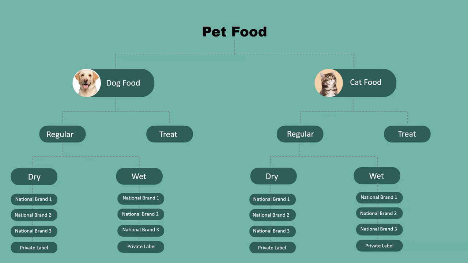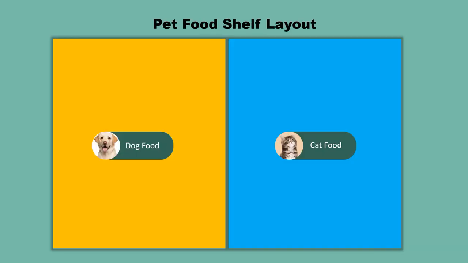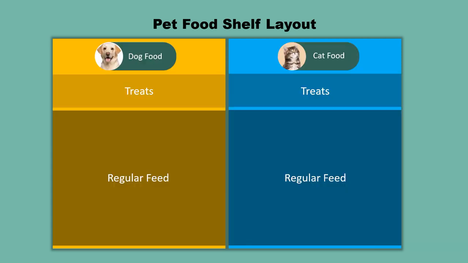When it comes to shelf layout, imagine in a pet food category, there must be 2 blocks. One is for the dog food and another one is for the cat food. Within the dog food, as we have seen, there are treats and the regular feed. Treats are usually kept at the top because the regular feed has to be kept at the bottom, because of the size and weight of the packages. The regular feed is a bit heavier than the treats, so it usually goes on the bottom.